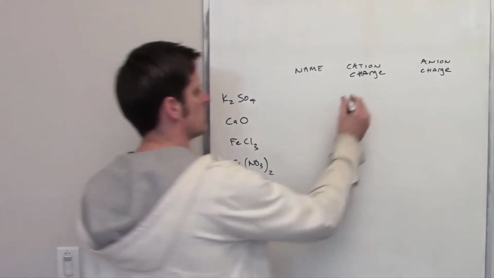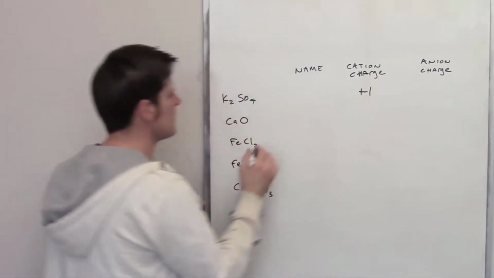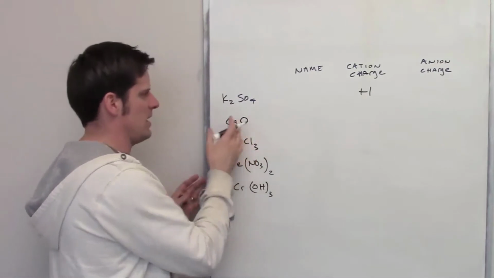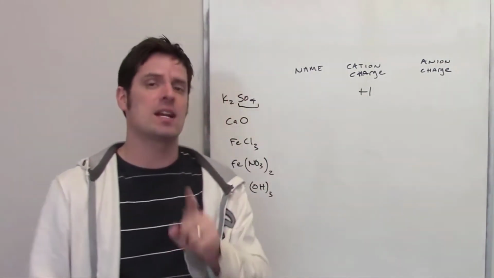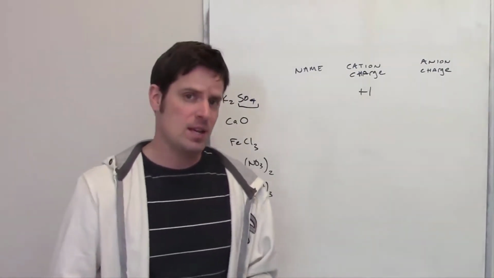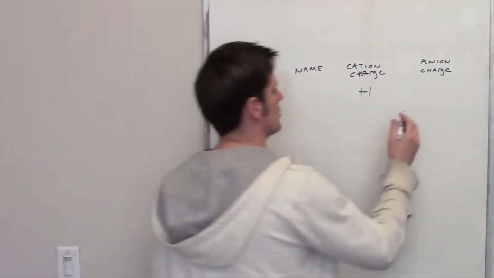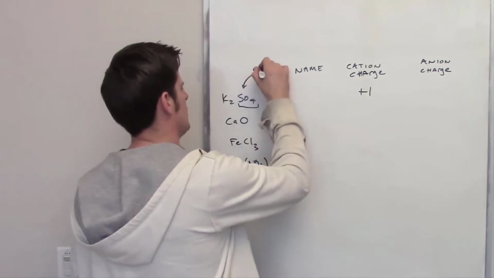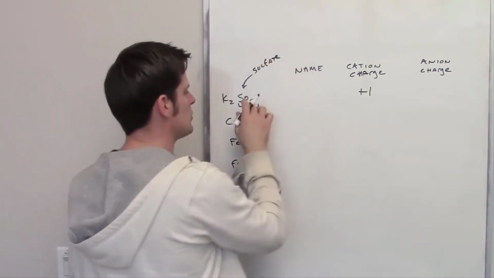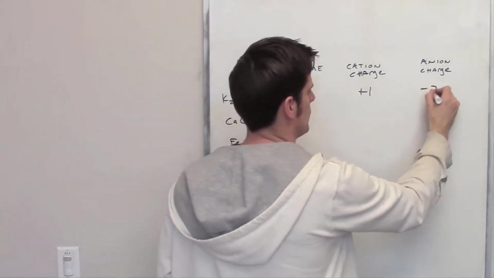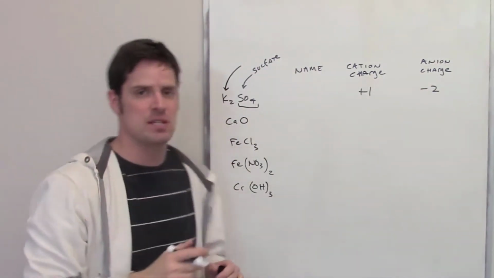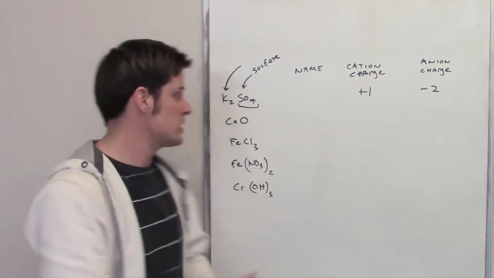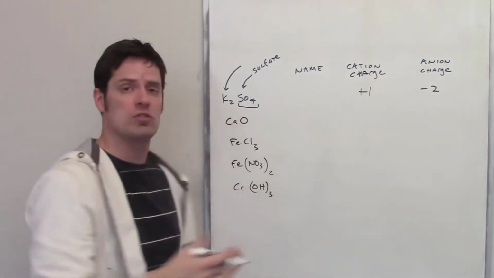So the cation charge is obviously going to be +1. What about the anion? What is the anion in this thing? Well, the anion is SO4. That's one of those polyatomic anions that I've required you, my students, to memorize. The name of that anion is sulfate. So I'm going to go ahead and write down sulfate here. And its charge is -2. That hopefully makes sense as to why we have to have two potassiums here, each having a +1 charge in order to counterbalance the -2 charge from the sulfate.